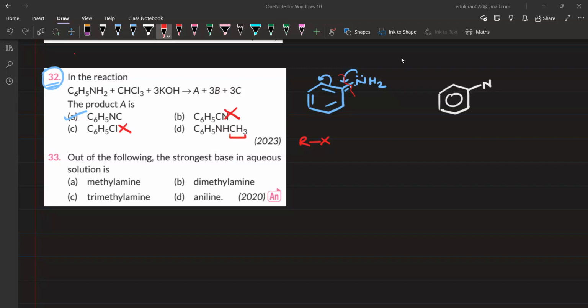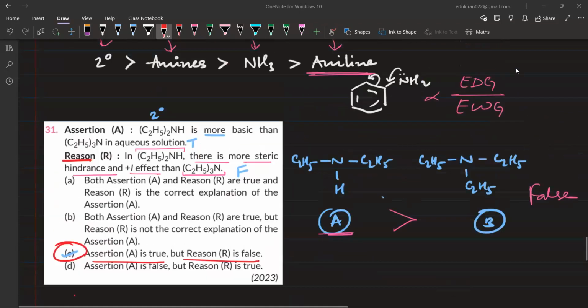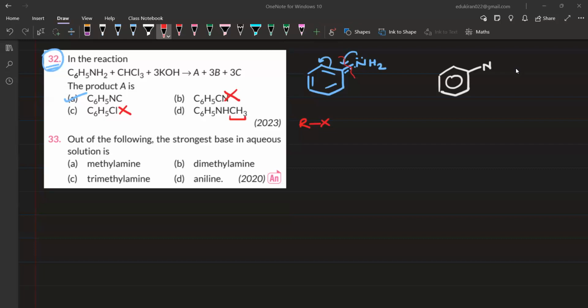2, 1. It seems like आप आज रिवाइज करके नहीं आए हैं। अभी तो हम लोगों ने बताया था ना 2 डिग्री सबसे ज्यादा होता है बेसिक. ठीक है. तो methylamine is 1 degree. Dimethylamine is 2 degree. Trimethylamine is 3 degree. Aniline तो ये होगा ही नहीं because it is even less basic than ammonia. तो correct option is the B option. 2 degree amine is going to be the most basic.